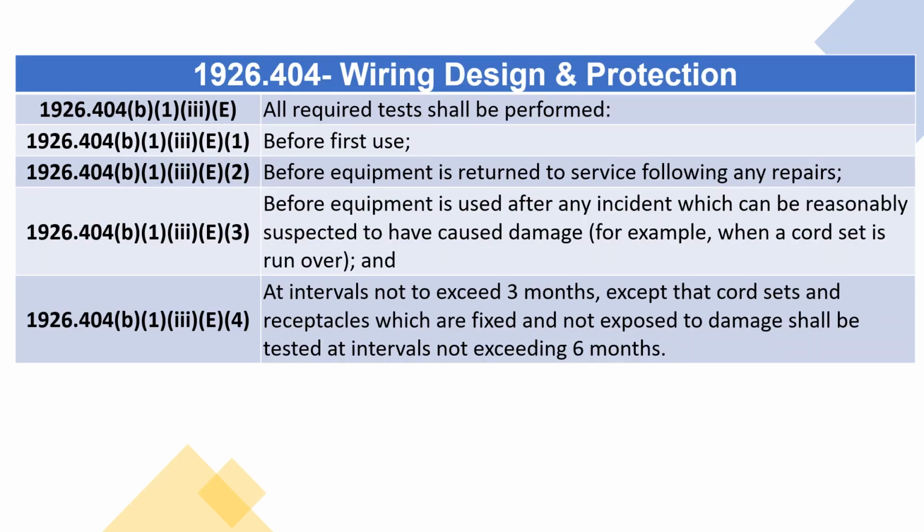1926.404(b)(1)(iii)(E) All required tests shall be performed: (E)(1) Before first use; (E)(2) Before equipment is returned to service following any repairs; (E)(3) Before equipment is used after any incident which can be reasonably suspected to have caused damage, for example, when a cord set is run over; and (E)(4) At intervals not to exceed 3 months, except that cord sets and receptacles which are fixed and not exposed to damage shall be tested at intervals not exceeding 6 months.